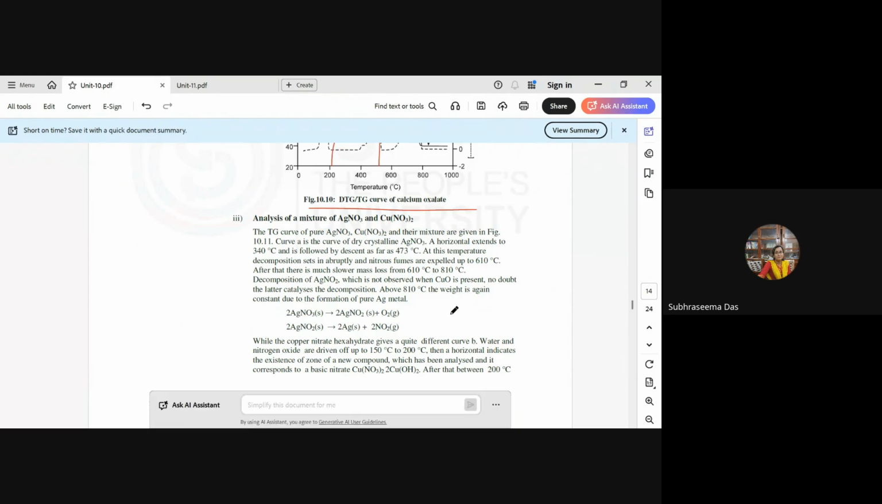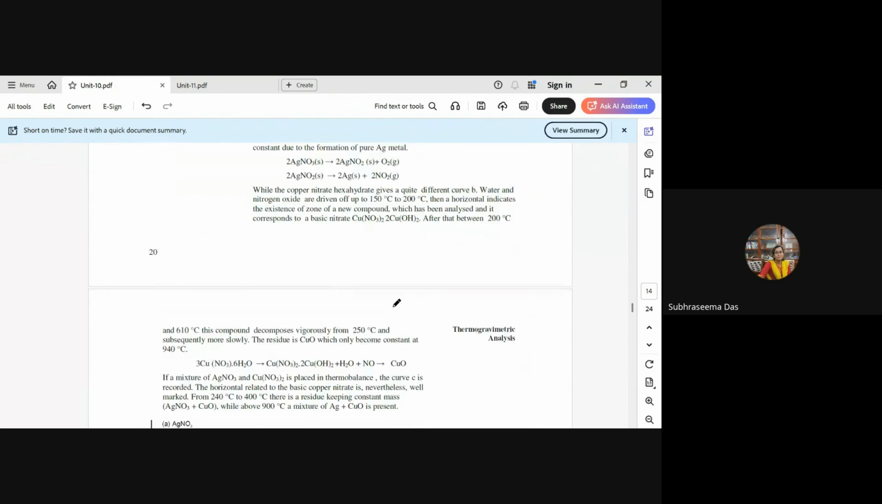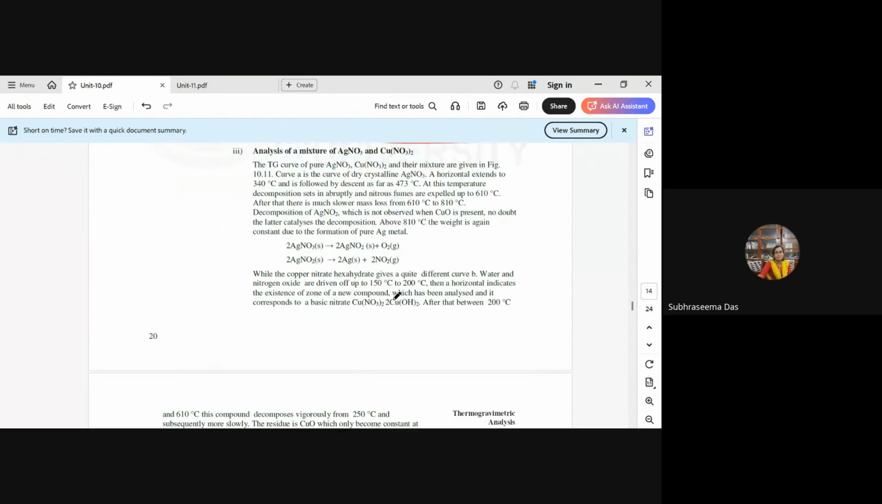So here is a third example, a mixture of silver nitrate and copper nitrate. The TG curve of pure silver nitrate, copper nitrate and their mixture has been shown in figure 10.11. If you look here, the first one is for silver nitrate, the second is for copper nitrate, and the third is for the mixture. Now we will look into this figure carefully.